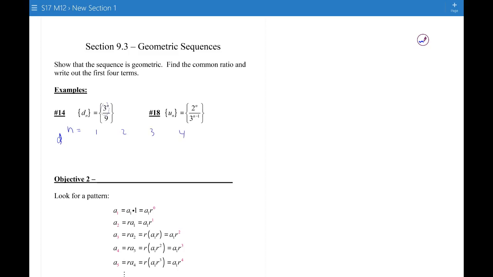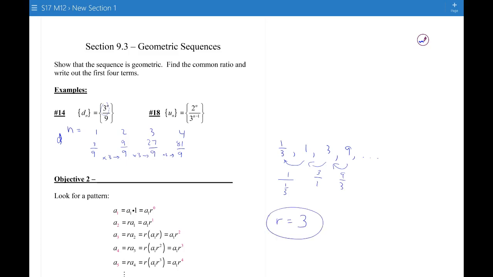So when n is 1, 3 to the 1 is 3 over 9. When n is 2, I have 9 over 9. When n is 3, I have 27 over 9. When n is 4, I have 81 over 9. So it looks like I'm multiplying by 3 to get to the next term. So let's reduce these and get 1/3, 1, 3, 9, and so on. So the way you find the common ratio is you say, what's 1 divided by 1/3? How about 3 divided by 1? How about 9 divided by 3? And I keep getting 3. So the common ratio is 3.